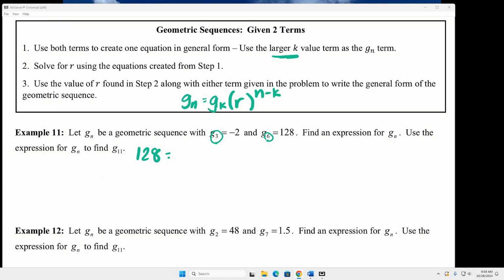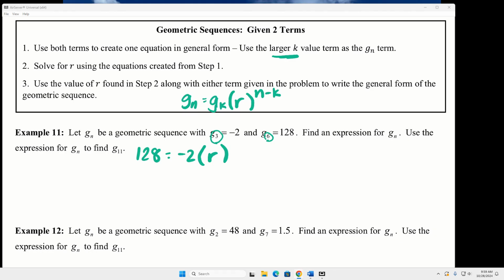Okay, so 128 is the g sub n term. Negative 2 is going to be the g sub k term. R is what we're going to be looking for. And then what order do I subtract the 6 and the 3?